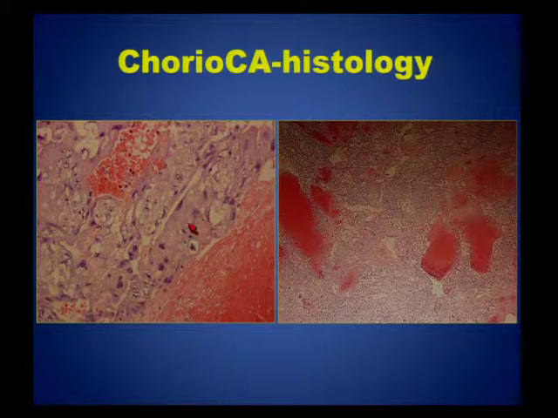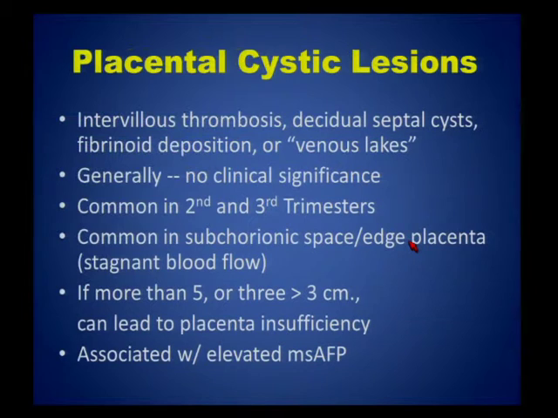And on choriocarcinoma histology, you can see the very bizarre pyknotic nuclei with a lot of mitotic figures as well. Lots of hemorrhage here on this lower power field as well. So that's what choriocarcinoma looks like on histology.